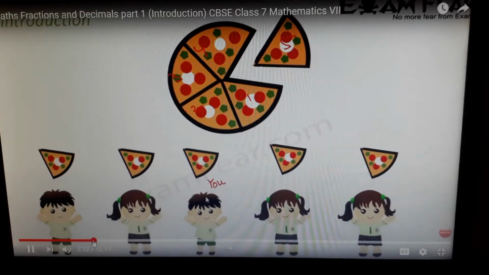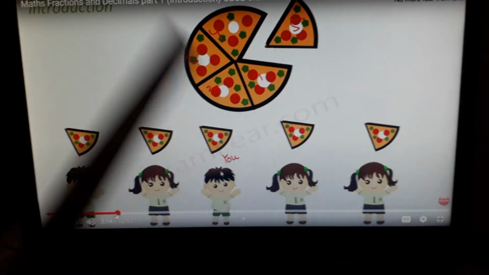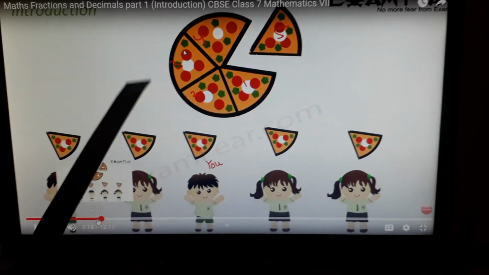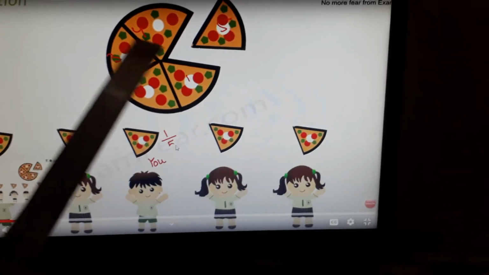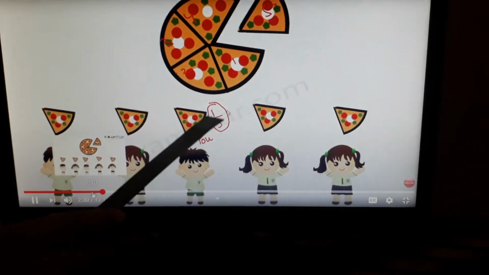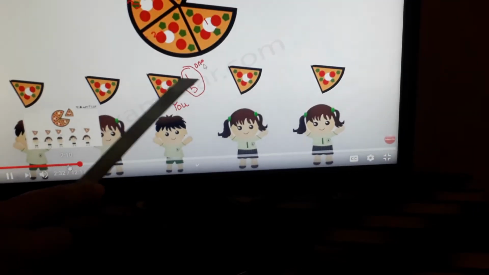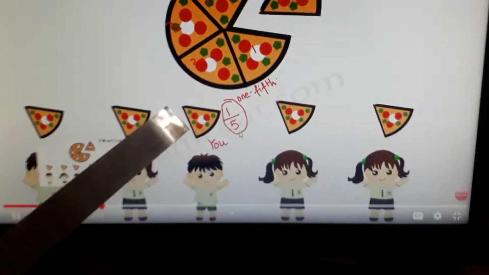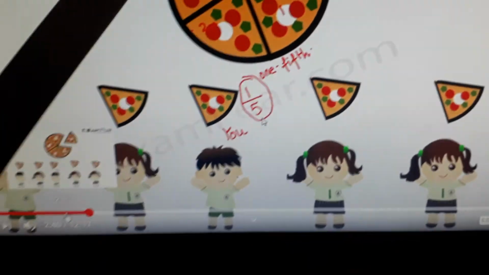So this is you. Now imagine you are in this place. Now you got one piece. So what fraction? Total how many pieces? 1, 2, 3, 4, 5. So out of 5 you got 1. So what will you get? 1 by 5. How will you read this? 1/5. So this is your portion. 1/5 means 1 by 5. 1 by 5 is read as 1/5.